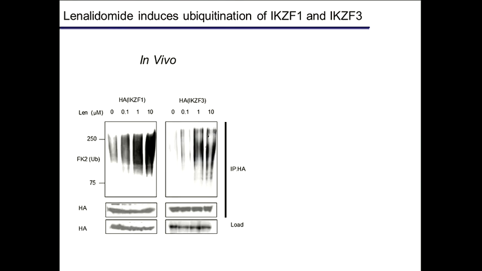We then wanted to make sure that we're really altering ubiquitination, and this smear is the polyubiquitination of a protein that targets cells for degradation. So you can pull down IKZF1 or 3 and then stain for the ubiquitin group, and you can see that addition of lenalidomide causes an increase in this smear of polyubiquitination.